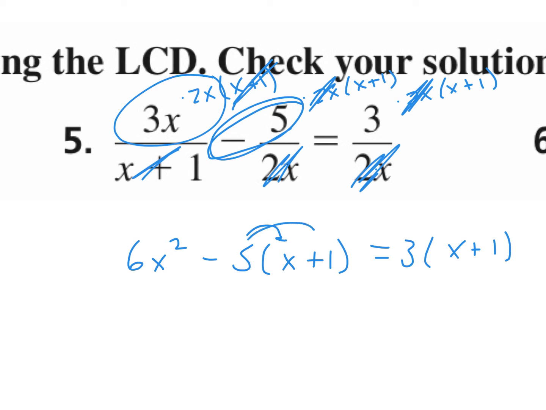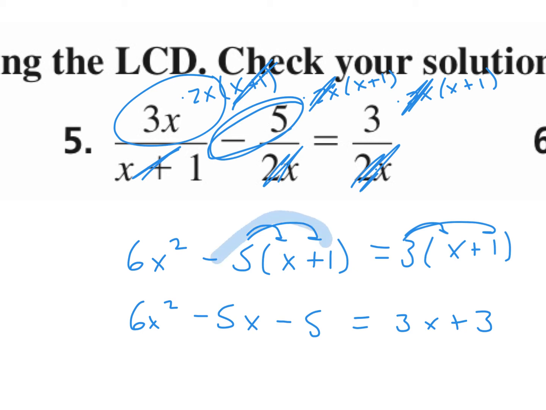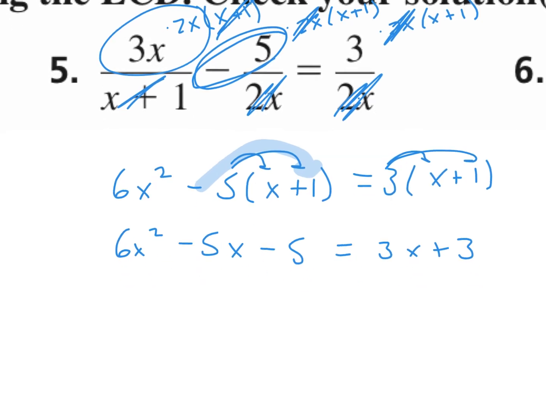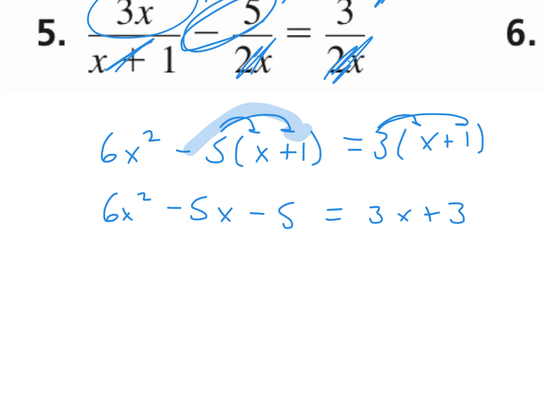I want to distribute, so I can simplify. So I have 6x squared minus 5x minus 5 is equal to 3x plus 3. Careful when distributing, because you have to distribute that negative 5 to both things. So that's minus 5x and minus 5. What should I do next? Subtract the 3x. So we have 6x squared minus 8x, and I'm going to subtract the 3, so minus 8.